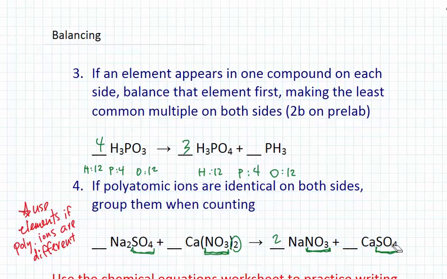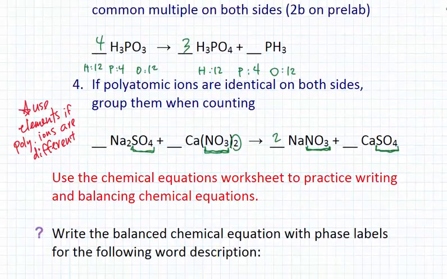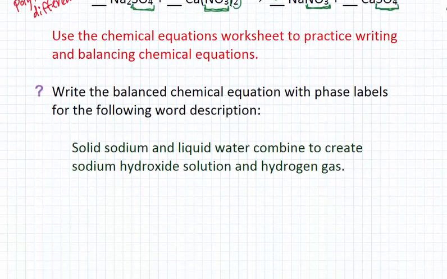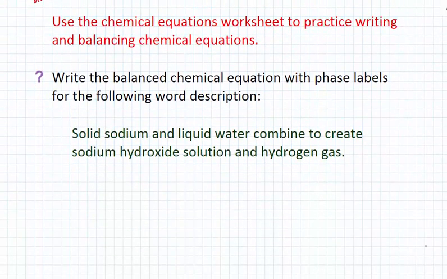So there are a lot of reactions. We'll be doing a lot of reactions in this chapter, especially that have these polyatomic ions that remain grouped together. Just count those polyatomic ions and balance them that way. All right, we have a chemical equations worksheet that is in the practice worksheets section of D2L. That will help you practice writing and balancing chemical equations.